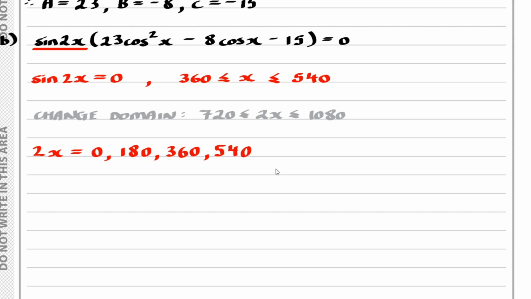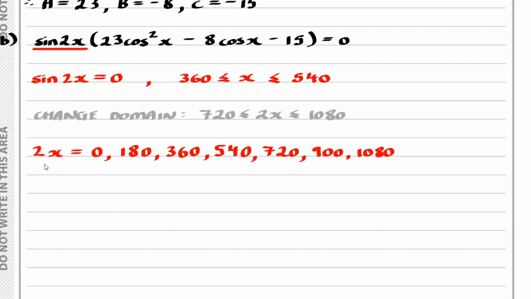If I do 360 plus another 360, I get 720. 540 plus 360 is 900. 720 plus 360 is 1080, and if I do 900 plus 360, I get something bigger than 1080.